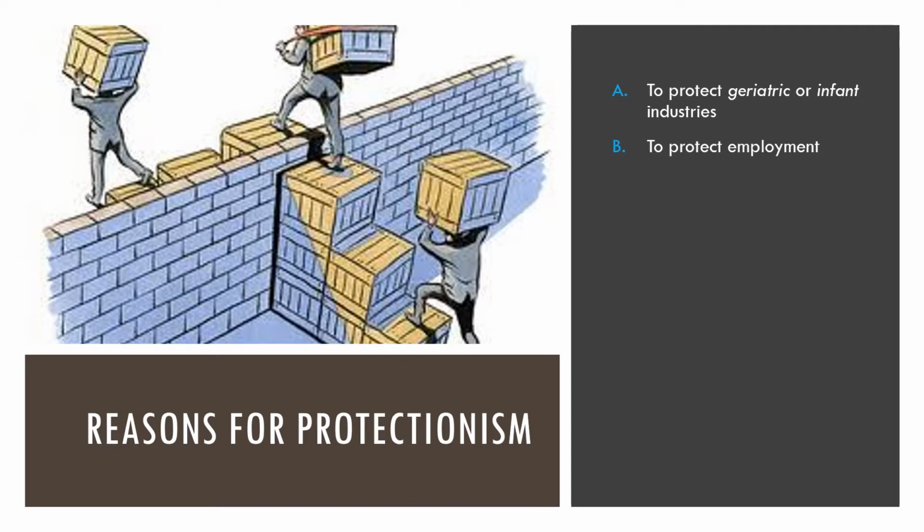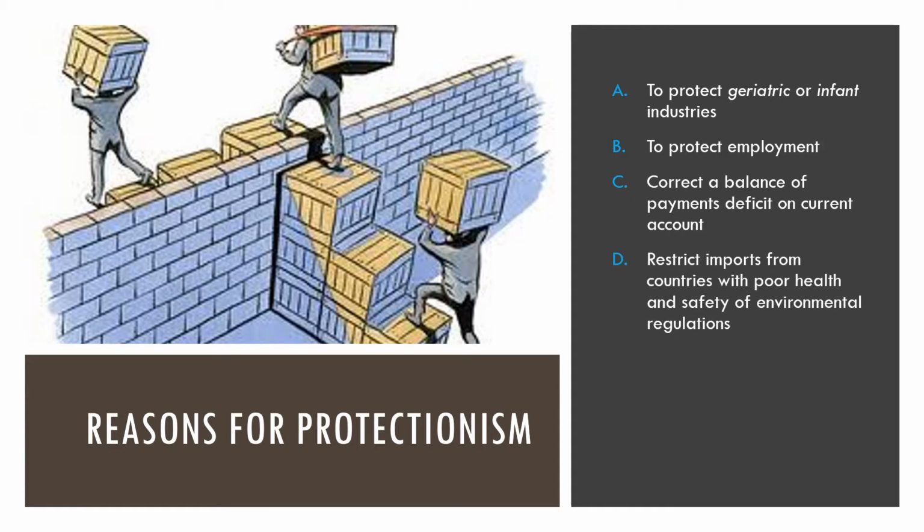The second one was to protect employment. This seems fairly straightforward. If we're importing, we're not buying from the domestic market. So domestic workers are going to lose jobs. But if we restrict imports, we can protect employment. The third one is we may wish to correct the balance of payments deficit on the current account. If we restrict the level of imports, then we will achieve this. Number 4 is that we may want to restrict imports from countries that have poor health and safety records, or perhaps countries where we have environmental issues about how the production has taken place.